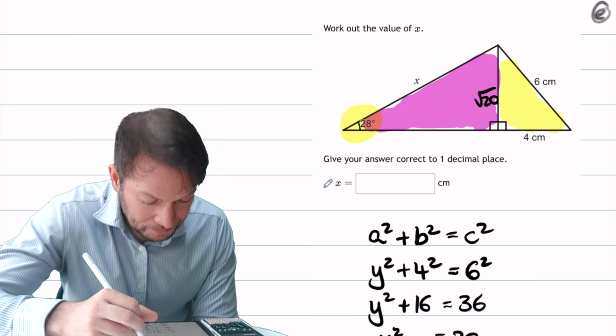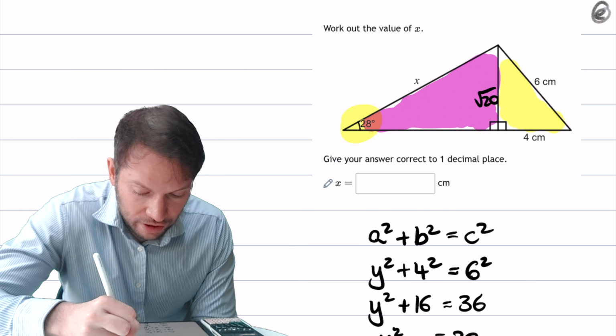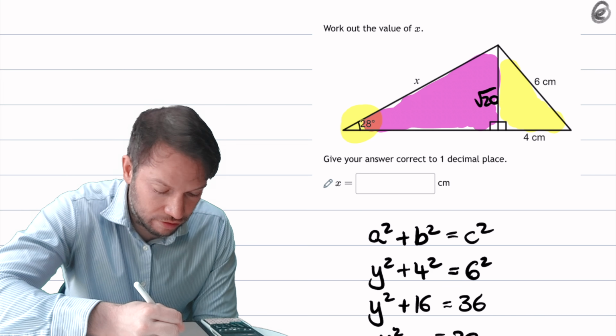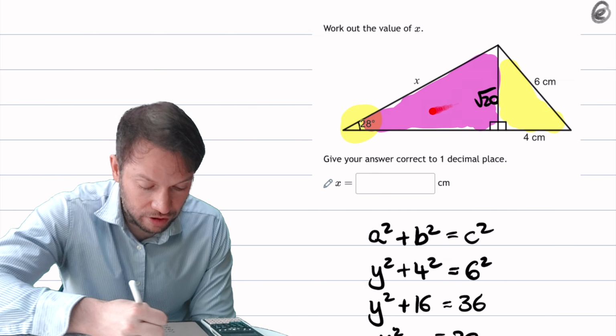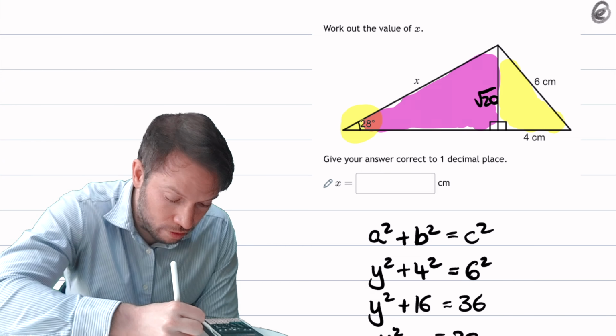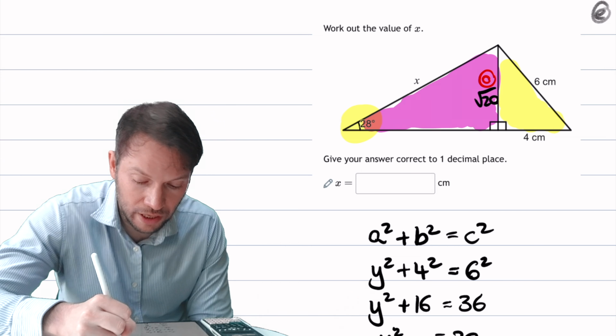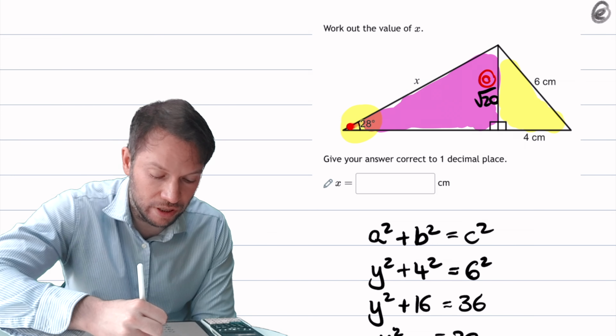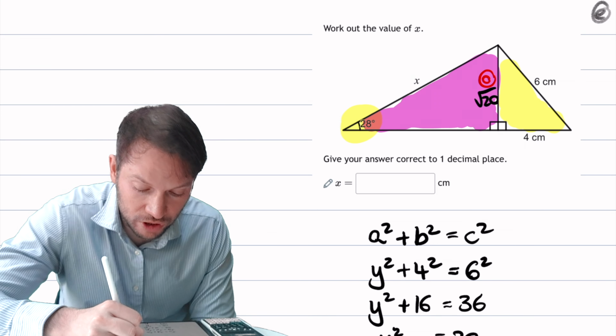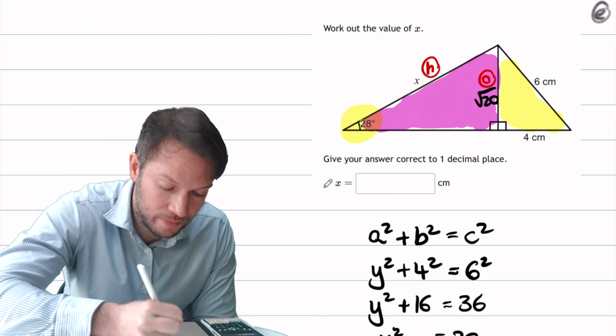Now, let's look at the two sides that we have. We've got this root 20 here, and that side is opposite this angle of interest. So we're going to label with O for opposite. We saw this in a previous video. And then we've also got the side length of this longest side of the right angle triangle, and that's called the hypotenuse. So we're going to label that with an H.